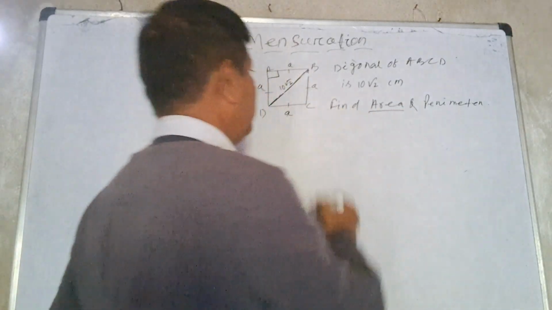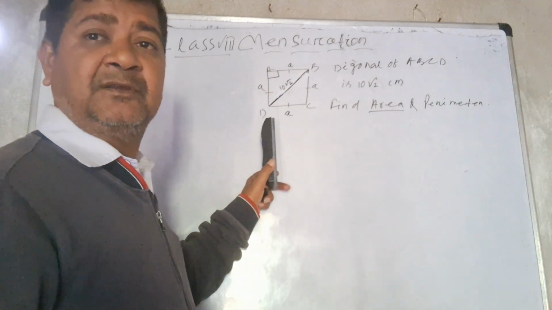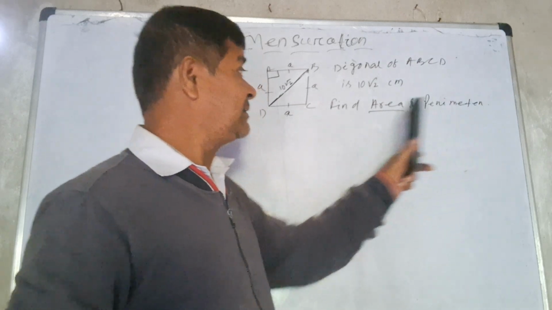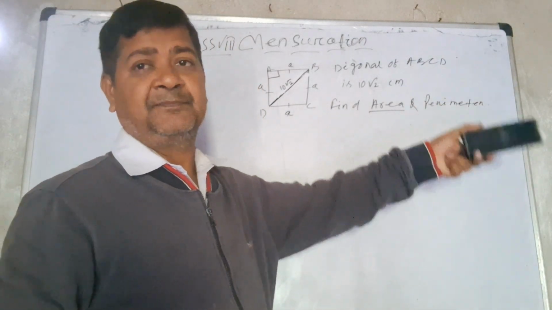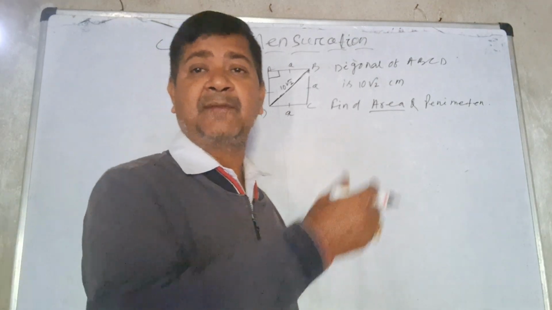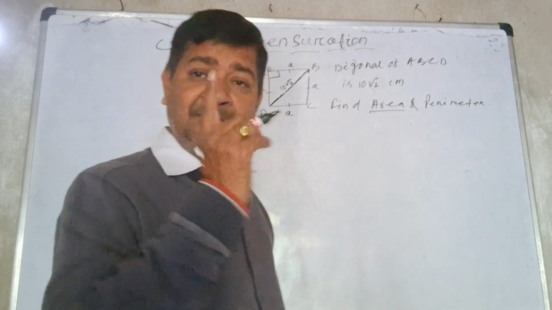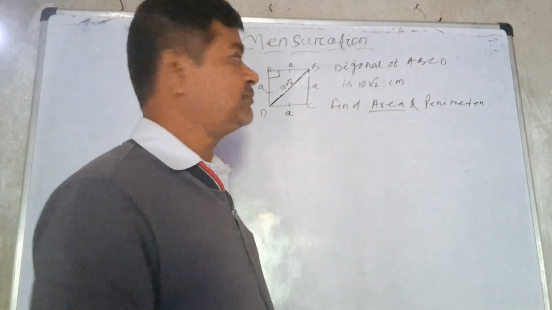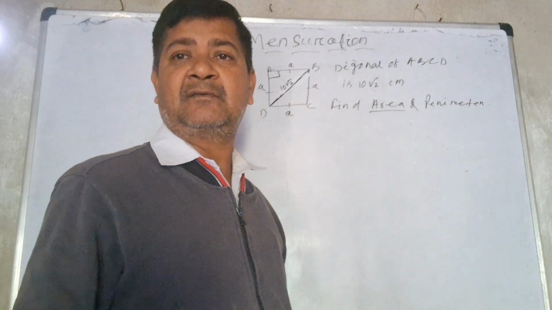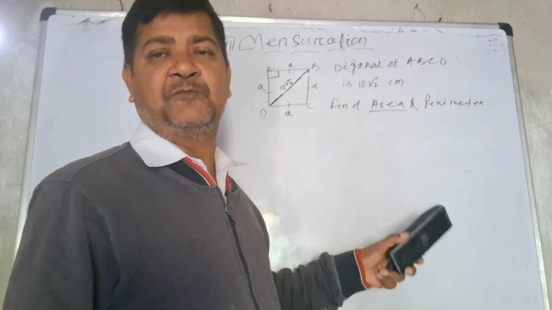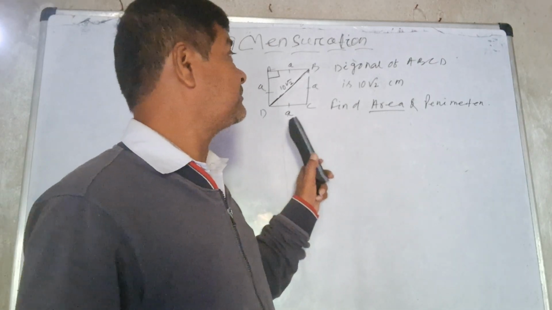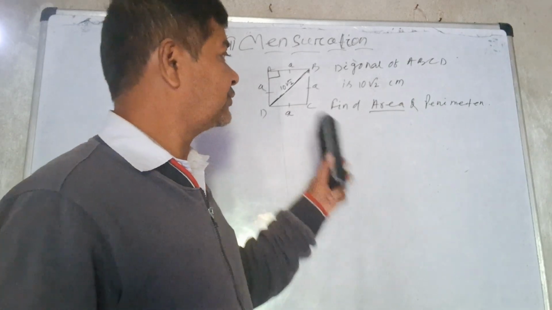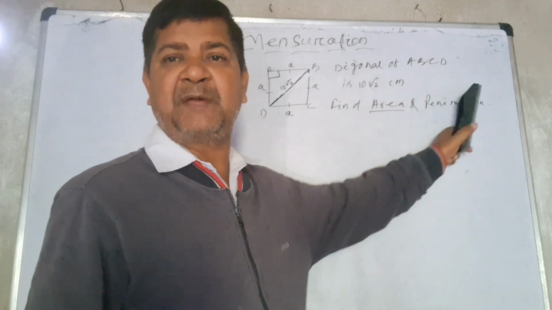Look at this figure. Area of this square is side into side, the square of the side. But the diagonal is given, not the side. How can you find the area? Then first you need to find the side of the square. It is your first duty. First we will find the side of the square, and through the side we will find the area and the perimeter.